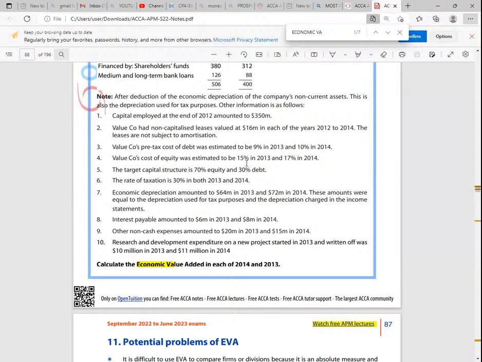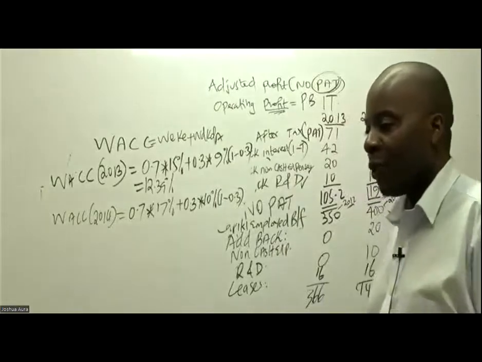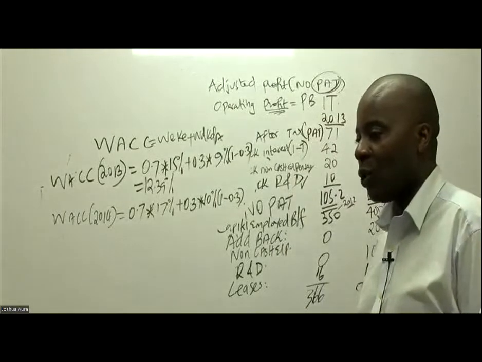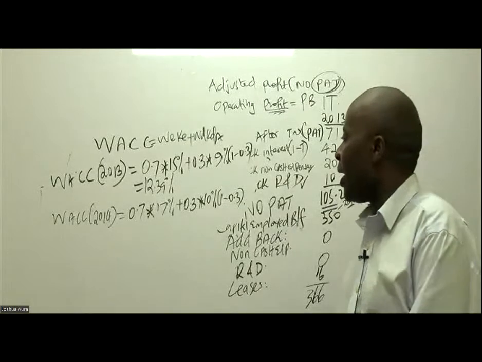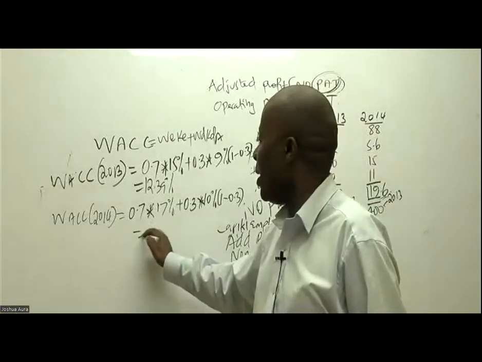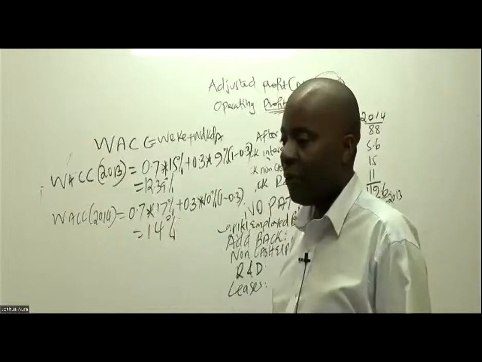But now remember that this 10% has to be tax adjusted. So then what is the WACC for the year 2014? They are telling me it is 14%. So I can see Fatma saying she's lost.